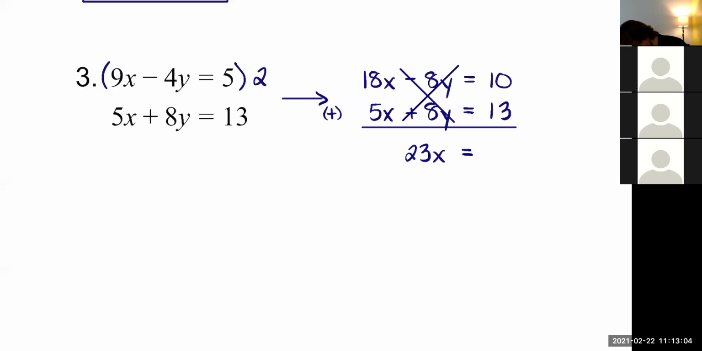10 plus 13 gives me 23. And what I'm left with, yet again, is a one-step equation. And to solve it, all I have to do is divide both sides by 23. Not subtract 23. We're dividing, not subtracting. We should get x equals 1.